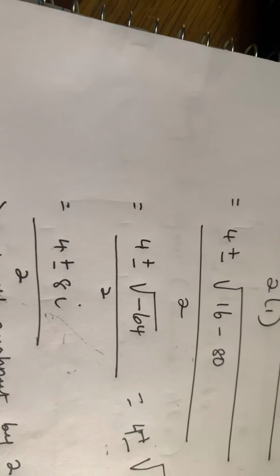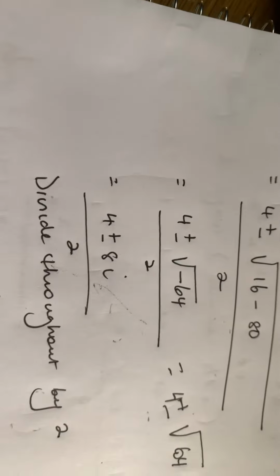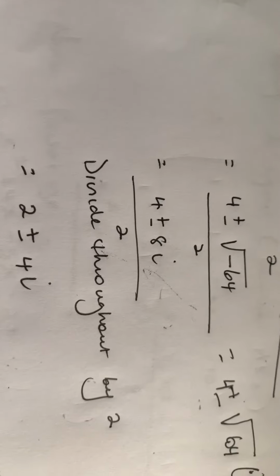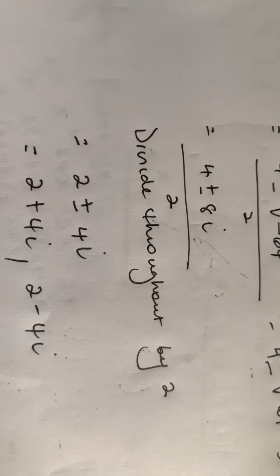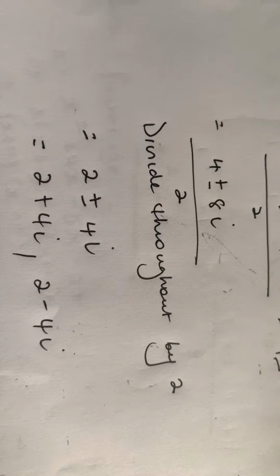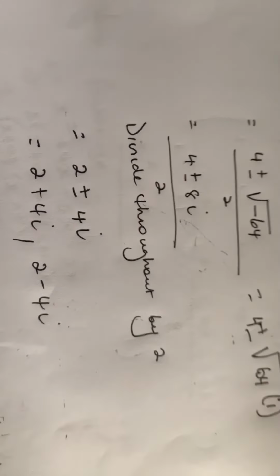We see that we can get rid of the 2, so we divide throughout by 2. We get 2 plus or minus 4i. And when we make that even simpler, it's 2 plus 4i or 2 minus 4i.